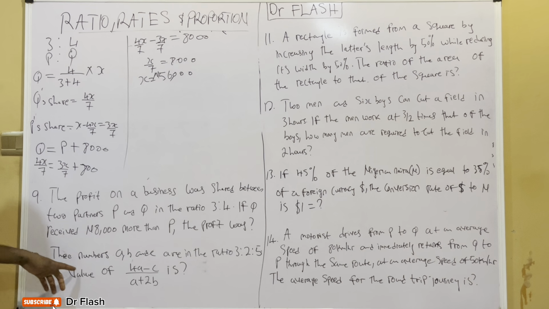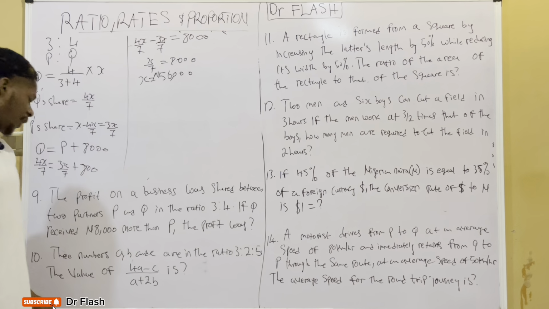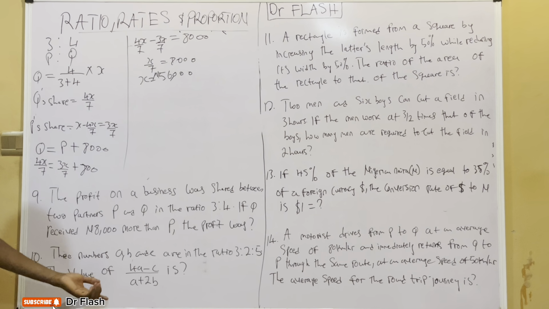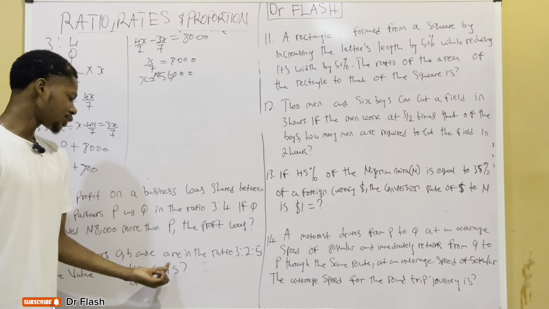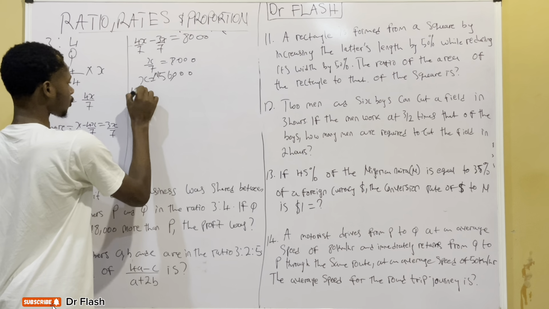Now number 10 says the numbers A, B, and C are in the ratio of 3:2:5. Find this. Now this one is a quite straightforward question. A ratio B ratio C is 3:2:5. Okay, this is number 10.